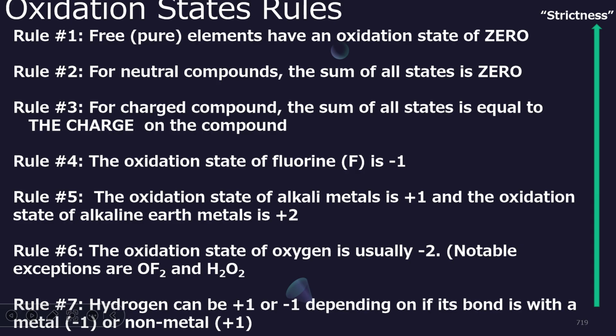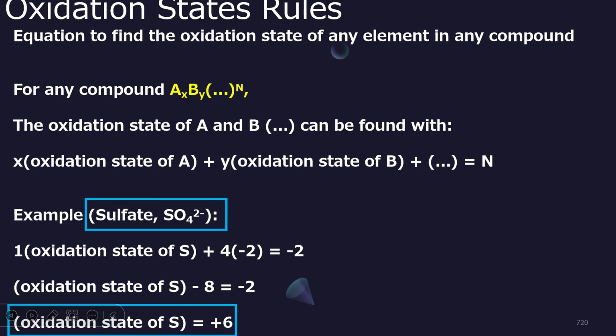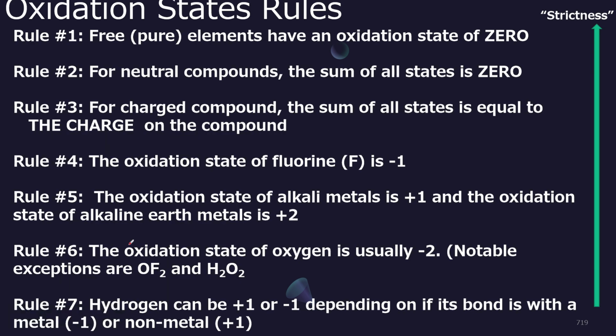Okay, rule number 6, the oxidation state of oxygen is usually -2. I'd say 95% of the time, -2. But there are notable exceptions, some here, like OF2 and H2O2. So hopefully if you've been following rule number 4, you'll understand why in OF2, oxygen cannot have an oxidation state of -2. Fluorine takes the electrons. Fluorine is more electronegative, so oxygen will go plus in that case, plus oxidation state.